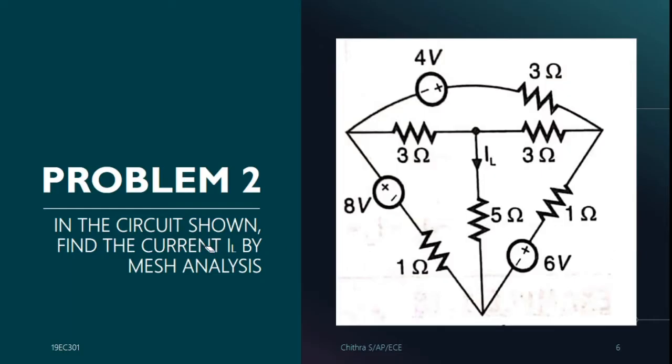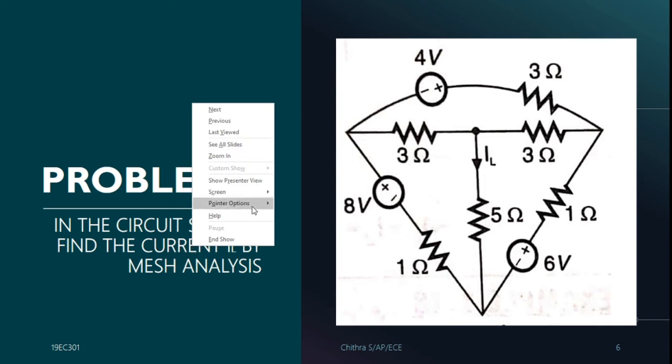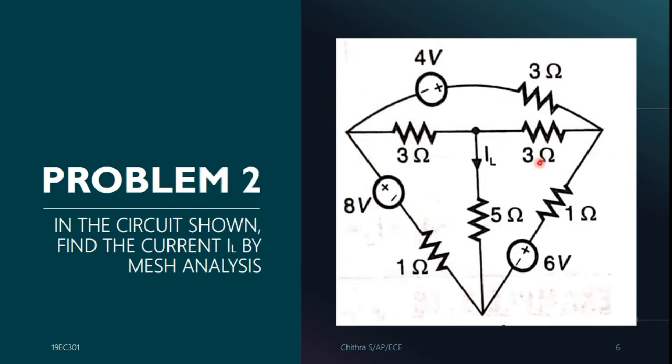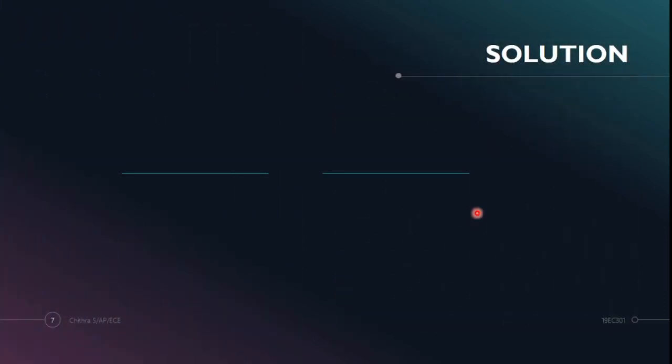Let us have one more problem. In the circuit shown, find the current using mesh analysis. So this is the circuit that is given to us. We are asked to find the current IL. So IL flows in between here in this branch. So let us see how to proceed with this circuit.